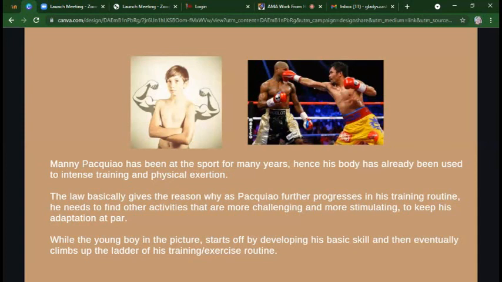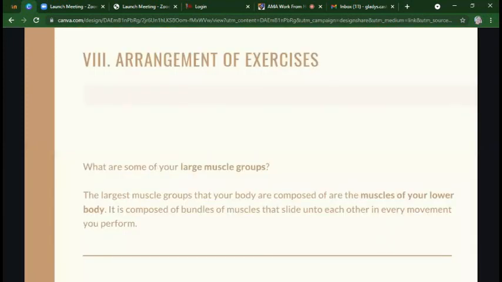For part 8, we have the arrangement of exercise. So what are some of our large muscle groups? These are located at the lower part of our body. It is composed of bundles of muscles that slide onto each other in every movement that we perform.